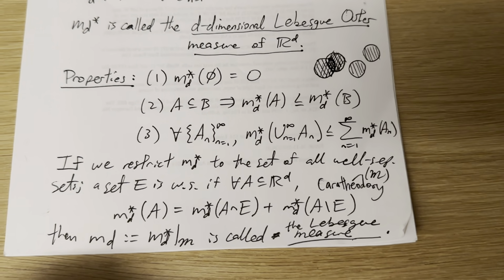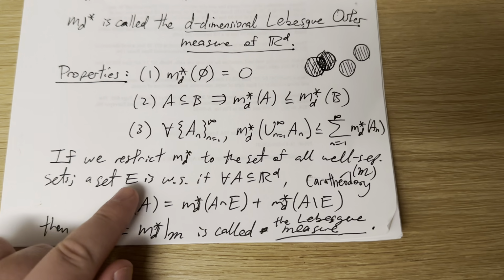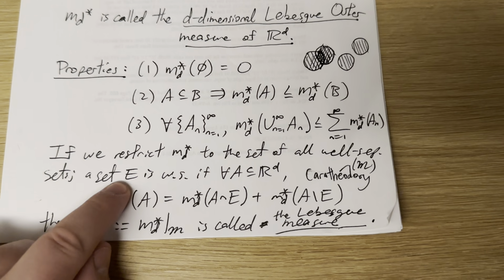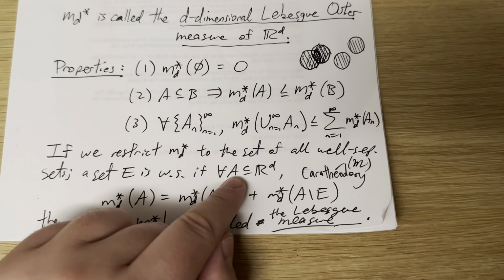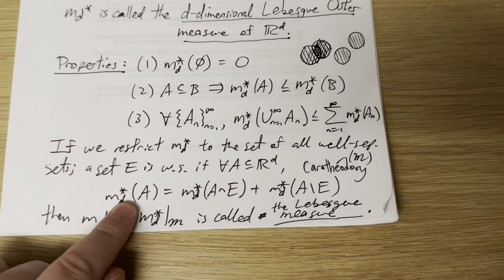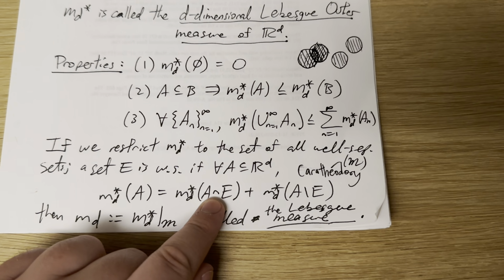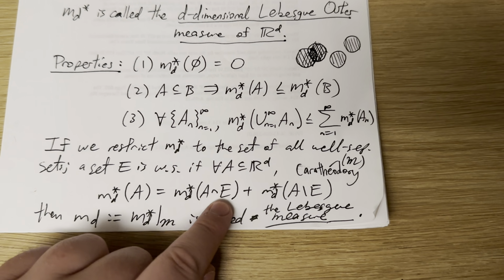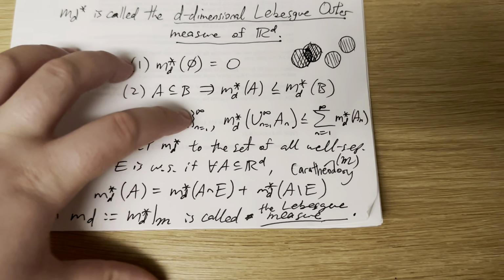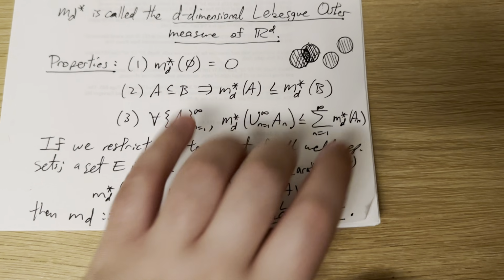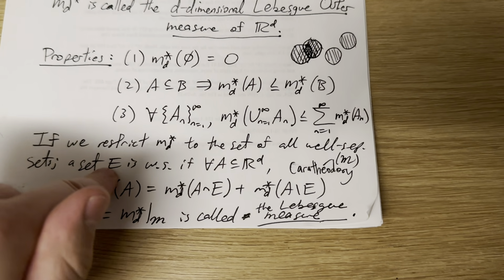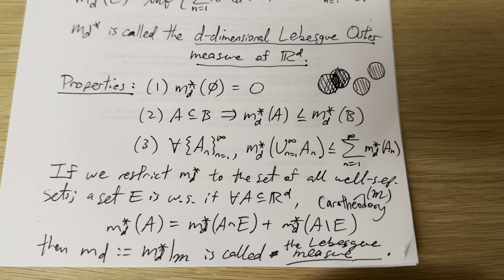But what does well-separating mean? Well-separating means that if I take any subset from R^d, so we're saying E is well-separating, you take any set A from R^d, and then the Lebesgue outer measure of A can be written as the Lebesgue outer measure of A that's inside of E plus the Lebesgue outer measure of A that's outside of E. So you look at the piece of A that's inside E and the piece of A that's outside of E. And if you can add those two up to get the Lebesgue outer measure of A, then you say E is well-separating.